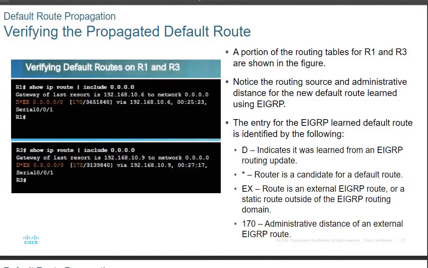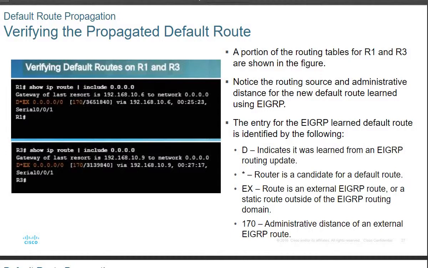Default Route Propagation. Verifying the propagated default route. A portion of the routing tables for R1 and R3 are shown in the figure. Notice the routing source and administrative distance for the new default route learned using EIGRP. The entry for the EIGRP learned default route is identified by the following.